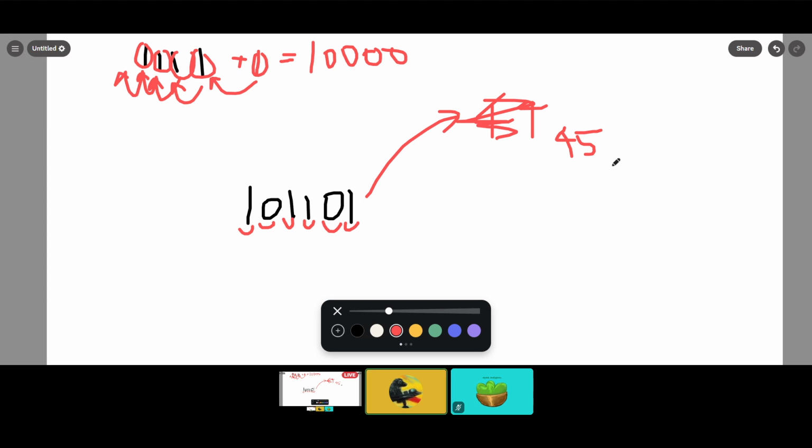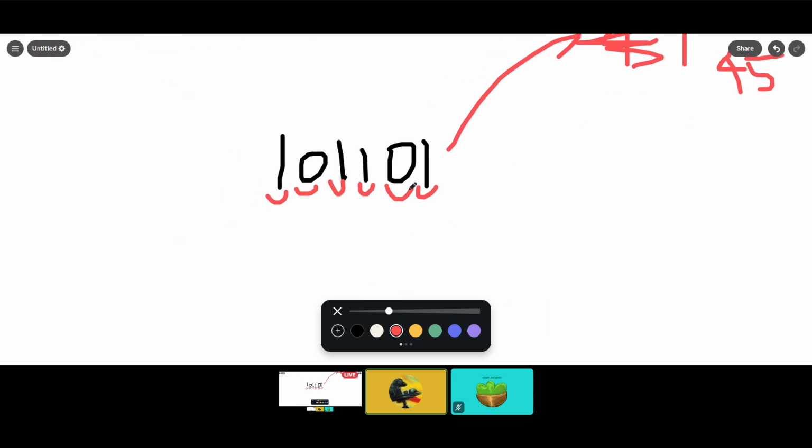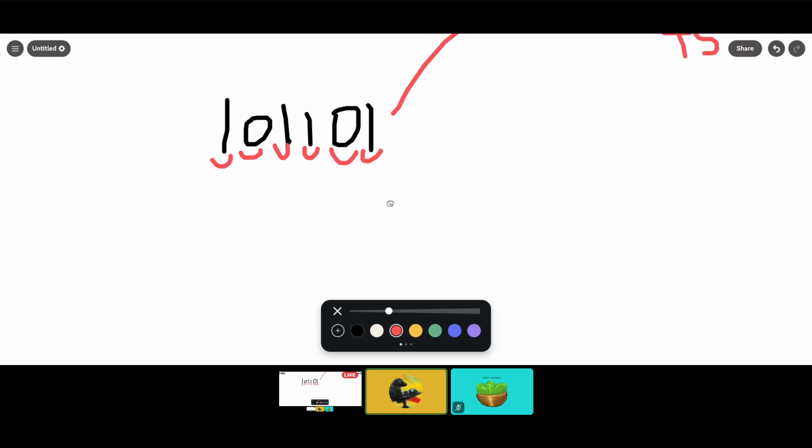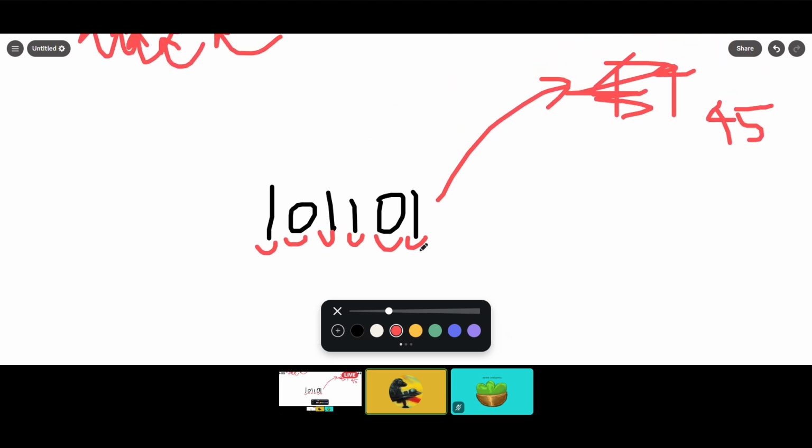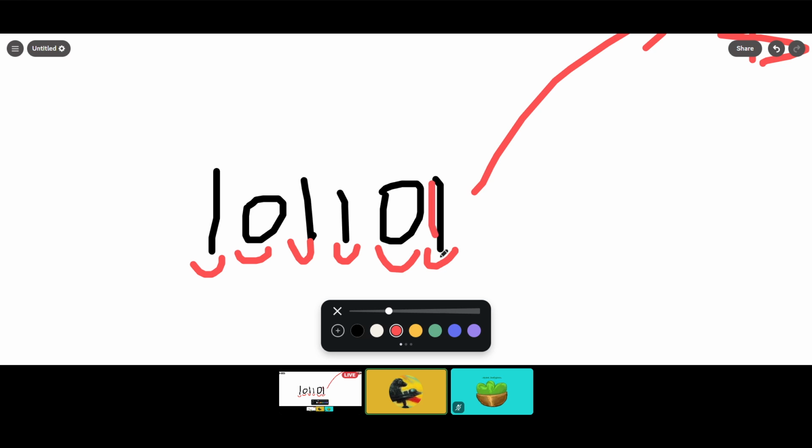Okay. So is there a mathematical way to convert binary into decimal? Yes, there is. You look at each individual bit. You see how this bit is 1, this bit is 0. What you need to do is also notice that this is in the ones place.